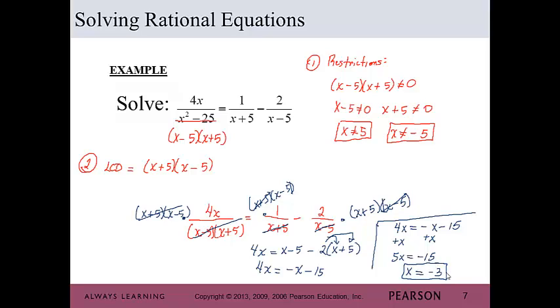Now before we can say this is our solution, we go back up to our restrictions, and do we see a negative 3 there? We do not. Therefore, this is our solution. You can further verify that this is your solution by coming back to the original equation, and everywhere you see an x, put a negative 3, and verify that you actually get the left side to equal the right side.